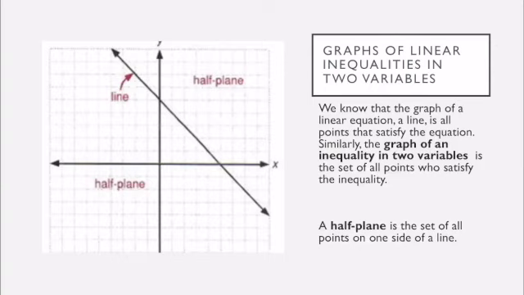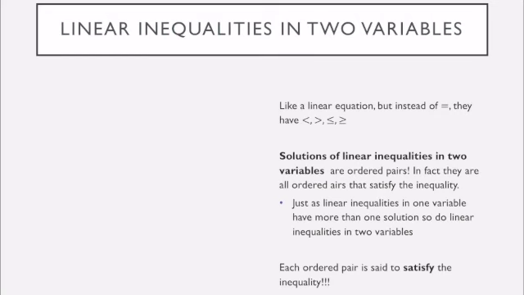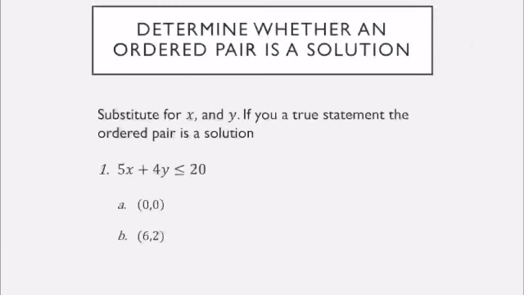So graphs of linear inequalities in two variables, okay? We know that the graph divides our plane in half. So if I was to graph a line, we want to find all sets that satisfy the inequality, and it's going to be one half of the plane or the other. So in order to determine whether an ordered pair is a solution, we want to substitute points in to see if we get a true statement, because then we know that the ordered pair is a solution. Notice it's not the solution because there are infinitely many points this would work for, but it is a solution.